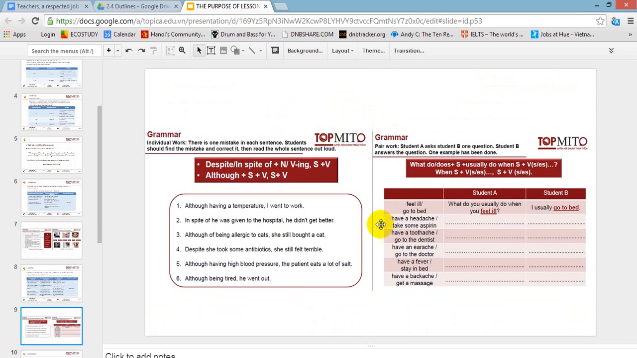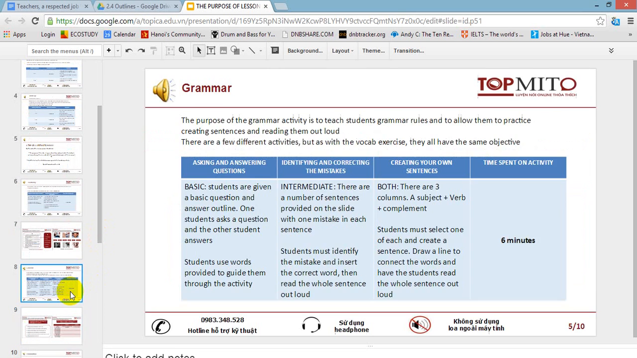So on this slide you can see a couple of different examples. So on the left we have the finding and correcting the mistake, and on the right we have the asking and answering questions. And so we want to spend about 6 minutes on this slide.